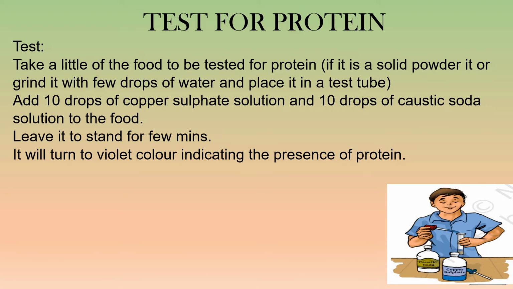If you want to test whether food has protein in it, either crush the food into a powder or add water and make it into a liquid. Now add it to a test tube, and add 10 drops of caustic soda solution and 10 drops of copper sulfate solution to it. If the food turns violet in color, that indicates it has protein in it.